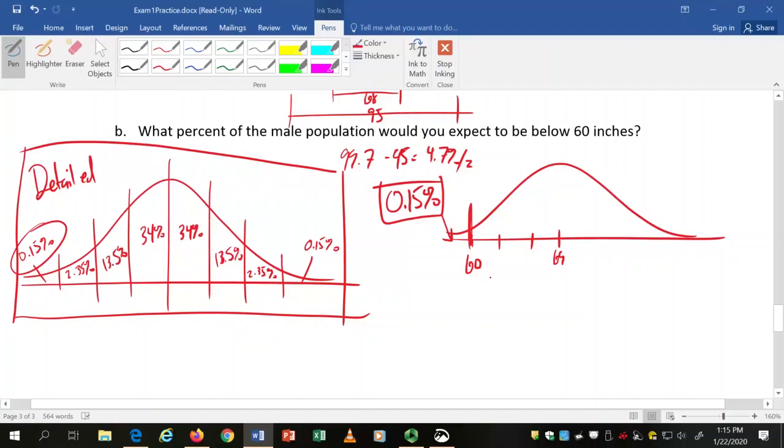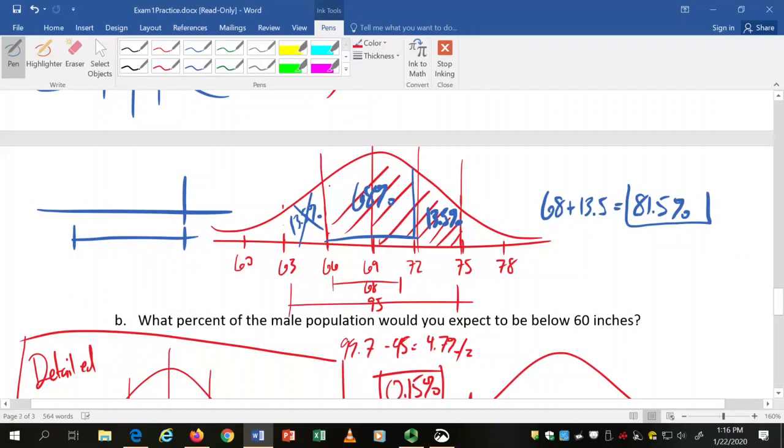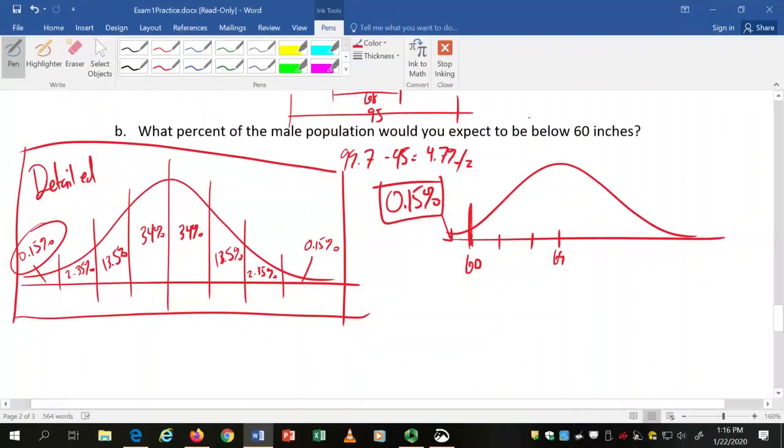It's just the idea that you're using the 68, 95, 99.7 rule, because in a normal distribution the data are always approximately distributed this way. So I gave you a little cheat sheet. You can write this down on your exam. This is basically how it breaks apart. All you have to do is draw your distribution, like I did up here, and then say which chunks of that normal distribution we're talking about. In this case, below 60 inches is just that very bottom tail, and that's that 0.15%.